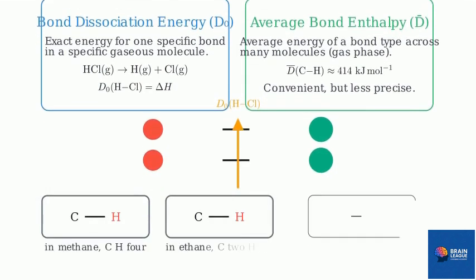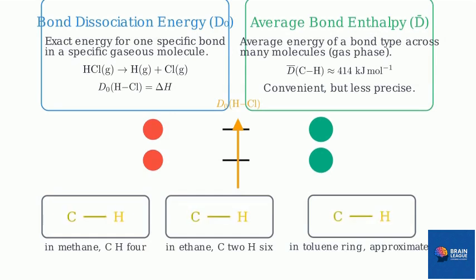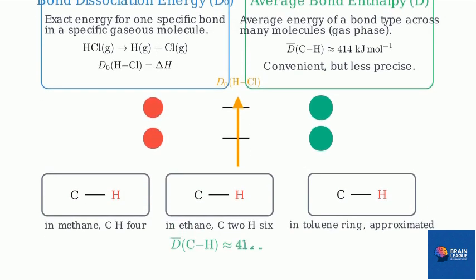What about average bond enthalpy? Think of the carbon-hydrogen bond appearing in different molecules. Each C-H bond can be slightly stronger or weaker depending on its environment. The tabulated value is the average over many such molecules, for example, about 414 kilojoules per mole for a carbon-hydrogen bond.